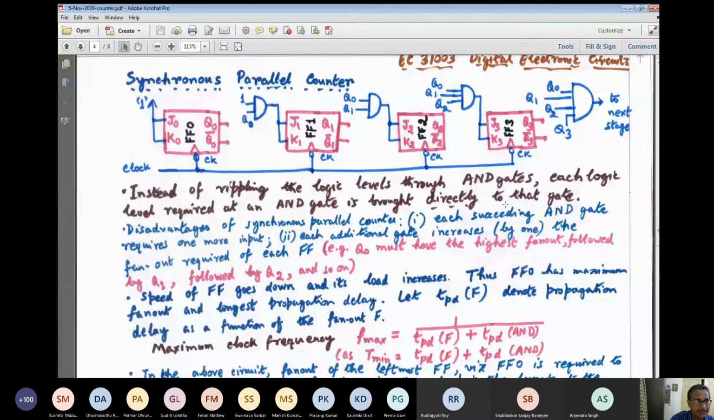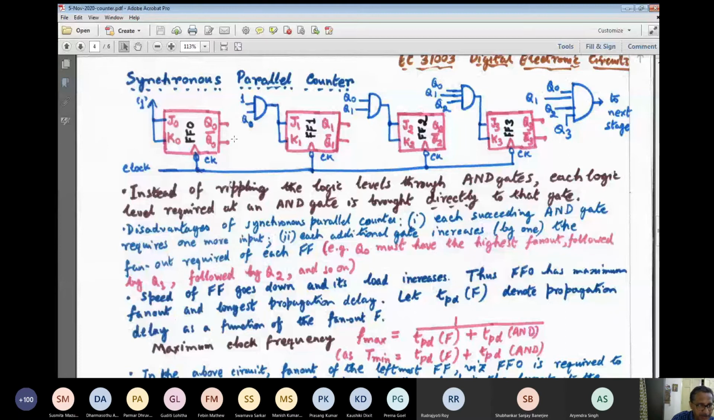But the disadvantage is that here you require a 2-input AND gate, here a 3-input AND gate, a 4-input AND gate, a 5-input gate and so on as you increase the value of n. So each succeeding AND gate will require one more input. Also, the fan out of this Q0 will increase because Q0 needs to be fed to this AND gate, this AND gate, this AND gate. So the capacitive delay at the output will increase, and the delay of FF0 will increase also.